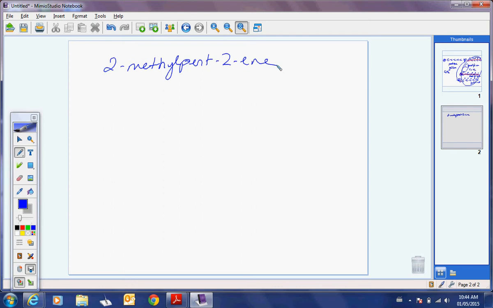Is it on 2 first? Sorry, does that mean it's between 2 and 3 or between 2 and 1? It means it's between 2 and 3. Okay, so it has to go after the number that comes with it. Yes. Because you would always give it its lowest number, right? So if it was the other way, you would have given it the 1.